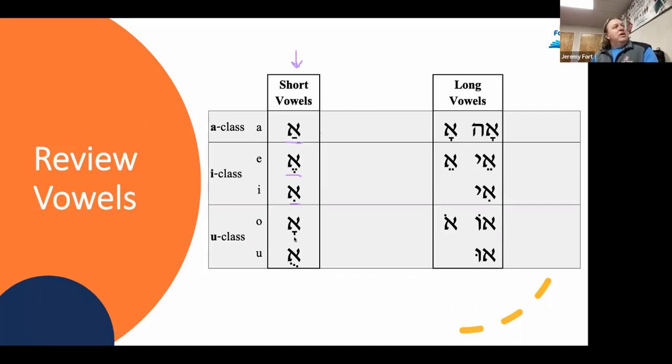All right. Very good. This one we haven't spent a lot of time talking about, but it's in the O class in this case because it's a little weird. Do you remember what sound that will make when it's in a closed, unaccented syllable? It'll make an O sound. That's right. And it's called a kamatz katan, or a little kamatz.